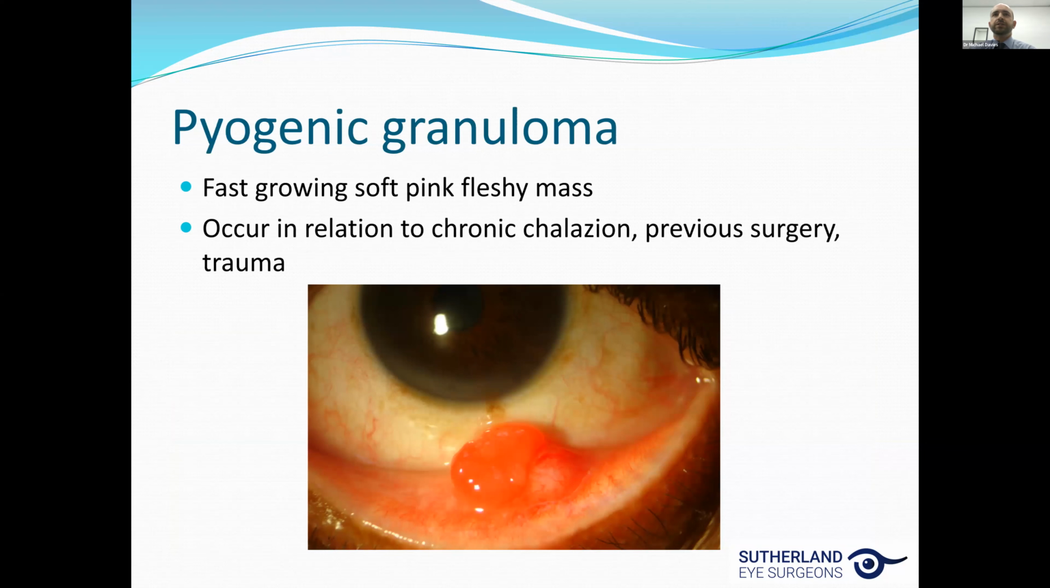Pyogenic granulomas, so these are fast-growing, soft, pink fleshy masses arising on the conjunctival surface of the eyelid. They typically will occur in relation to a chronic chalazion that has self-discharged and is gradually oozing material. You get this granulomatous reaction. They can arise also in the setting of previous surgical incisions or trauma as well. These don't tend to go away by themselves, so if you see them, we usually will excise these again just under local anaesthetic.